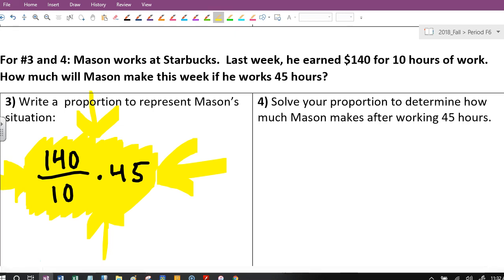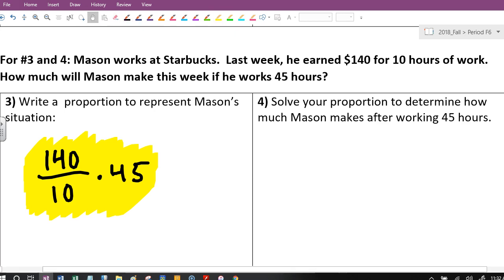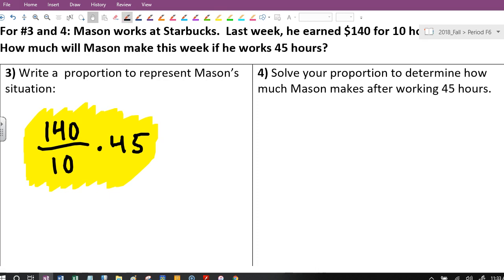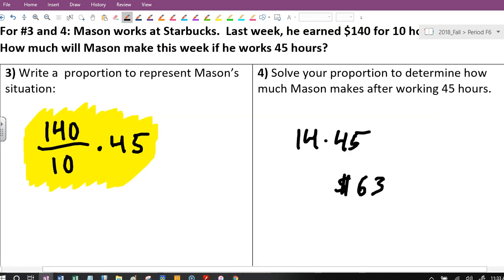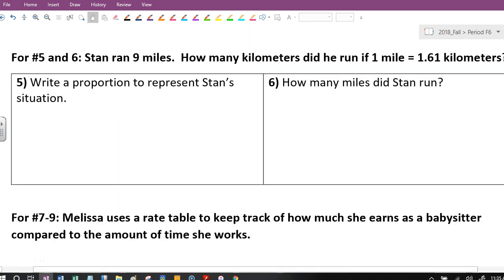I agree. Okay. So, do we want to let her do number 4, or should we let someone else? Oh, let her go. Okay, so go ahead. Then you multiply $14 times 45 hours, and I got $630 for 45 hours. I thought I heard 63, but I'm far away. So it was 630, huh?